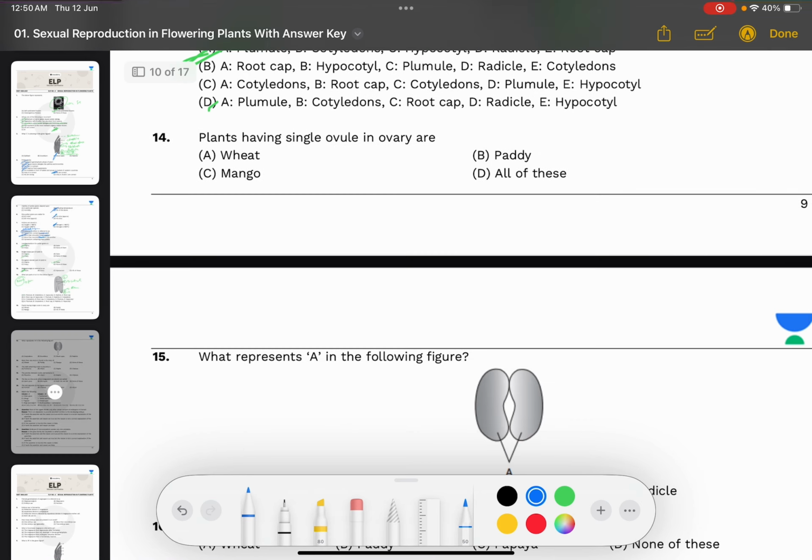Plants having a single ovule in the ovary are mango. Yes, papaya, mango. These are some of the examples where the plant only has a single ovule, and this also needs to be there.